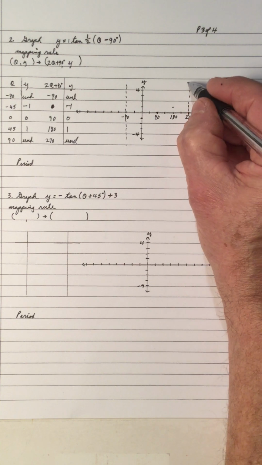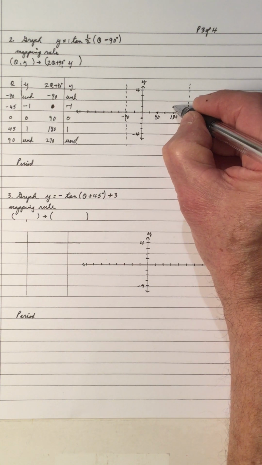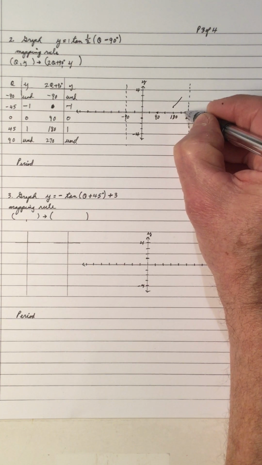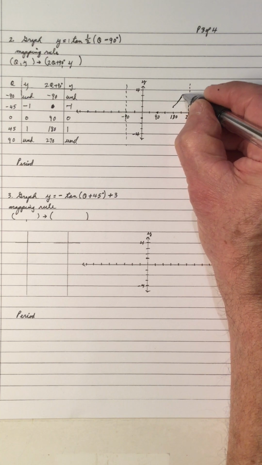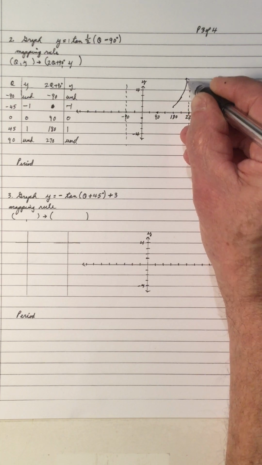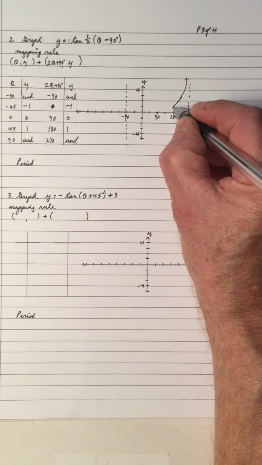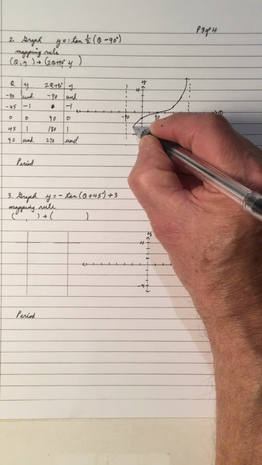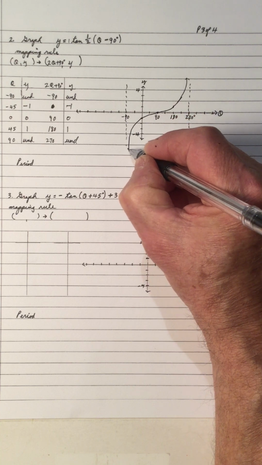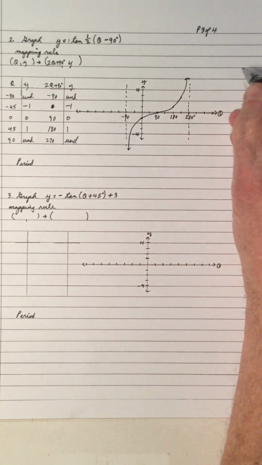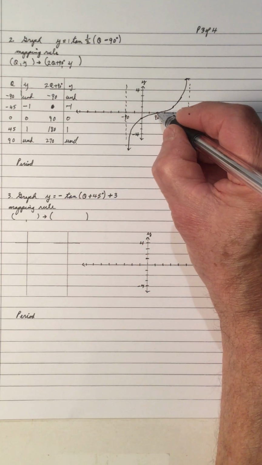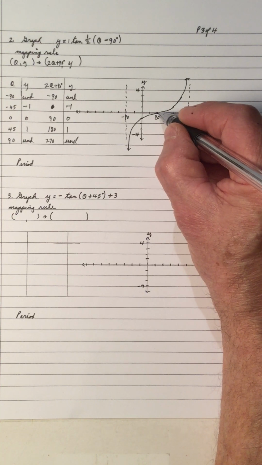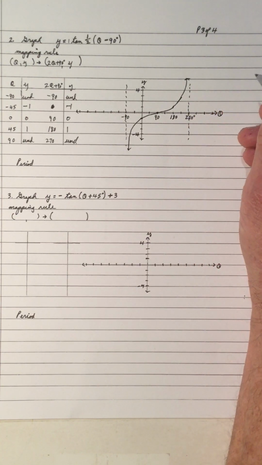So the tan goes, as it goes closer and closer to 270, it goes higher and higher to infinity. It comes down and hits, and it goes down here. So there's the tan graph. And it's intersecting the x-axis at 90.